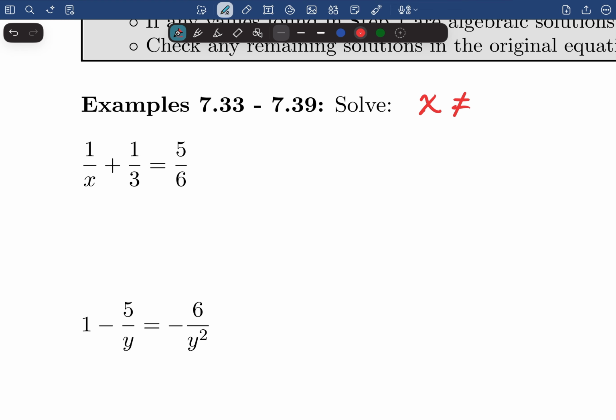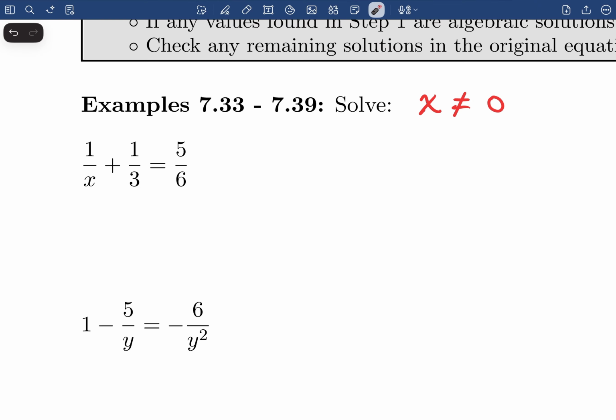For example, I'm taking note that if x is turned into zero, well, that would cause this denominator to be zero, right? So x is not allowed to equal zero. If I solve this algebraically and it results in a value of zero, I will say that's an extraneous solution and cross it out. Okay.